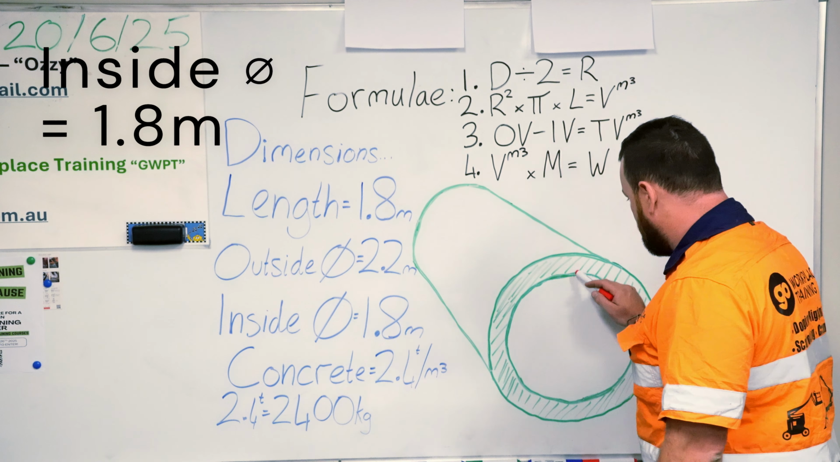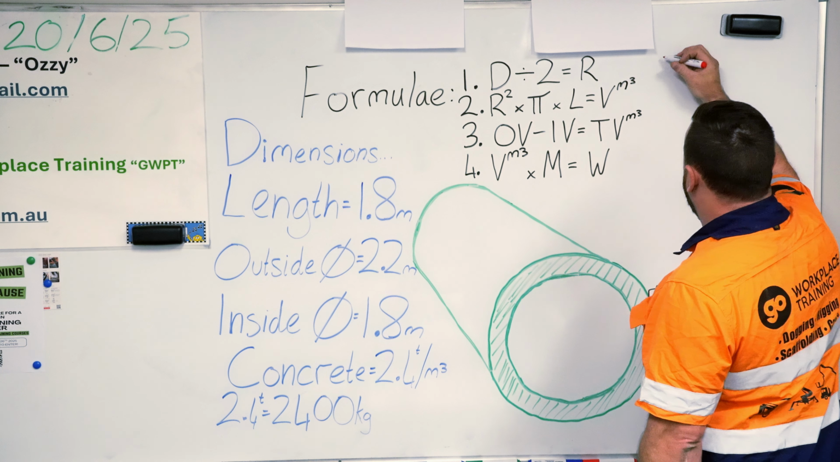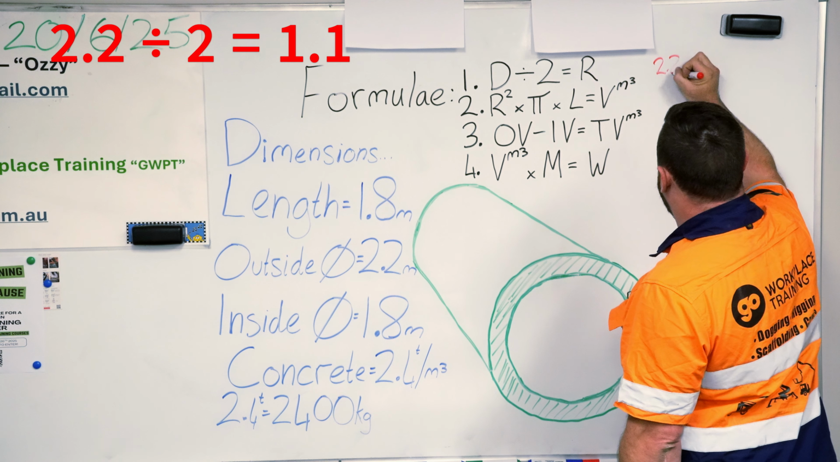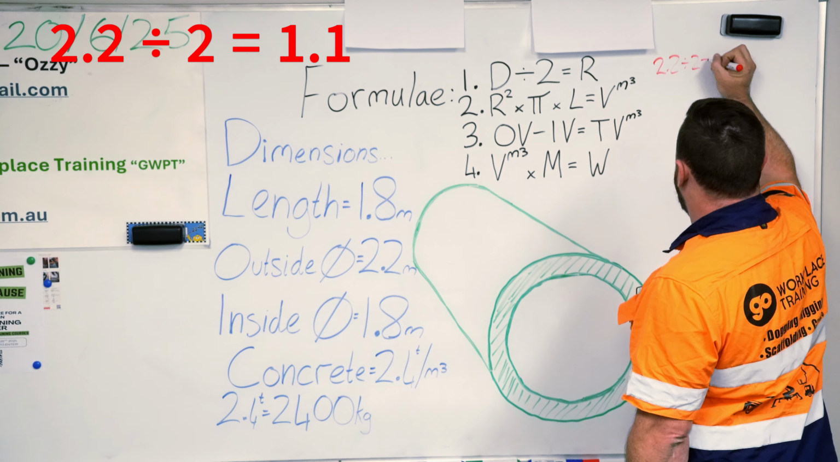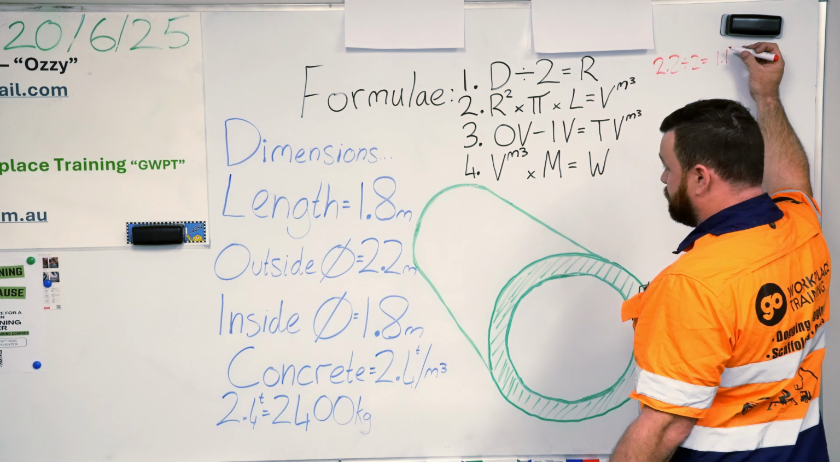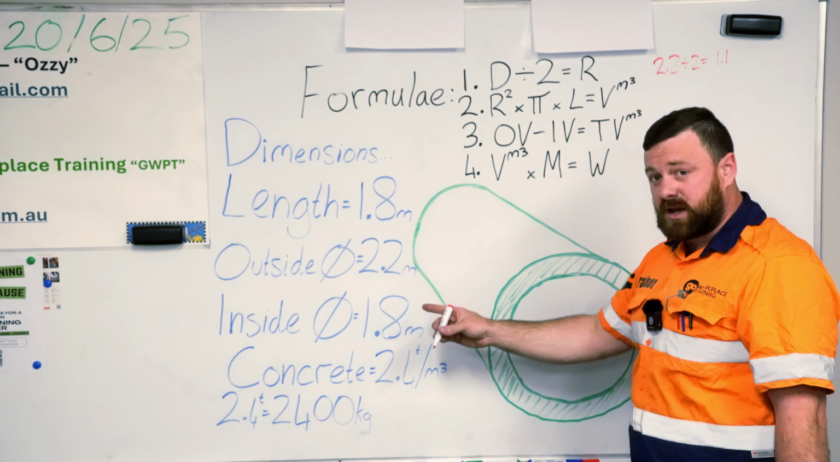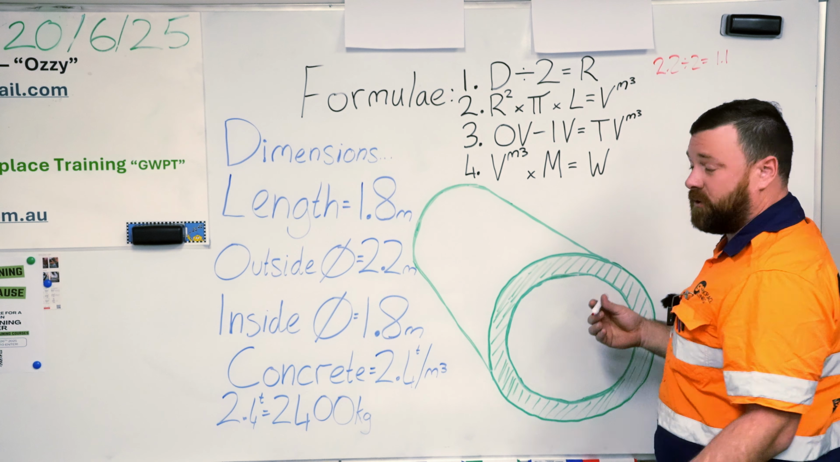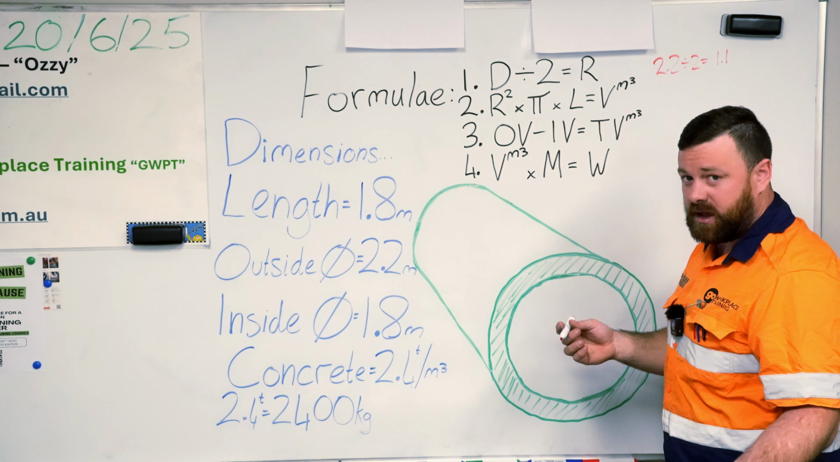So first of all, we need to find out what half of our diameter is. Our diameter for our outside is 2.2. So 2.2 divided by 2 equals 1.1. Grab a calculator if you need to. And then our inside diameter is 1.8. So therefore we need to find out what our inside radius is as well. So 1.8 divided by 2 equals 0.9.